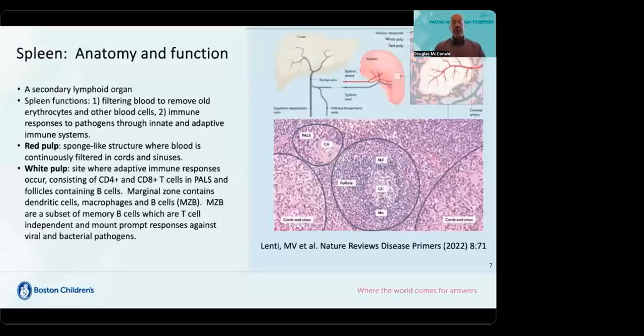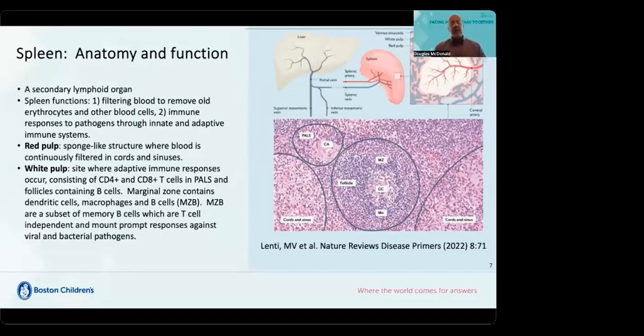So the spleen plays a really critical role in the immune function and normal host defense. It is a secondary lymphoid organ. Spleen functions include filtering blood to remove old, damaged blood cells and other damaged cells. It is also a critical site of immune responses to pathogens through both innate and adaptive immune systems.